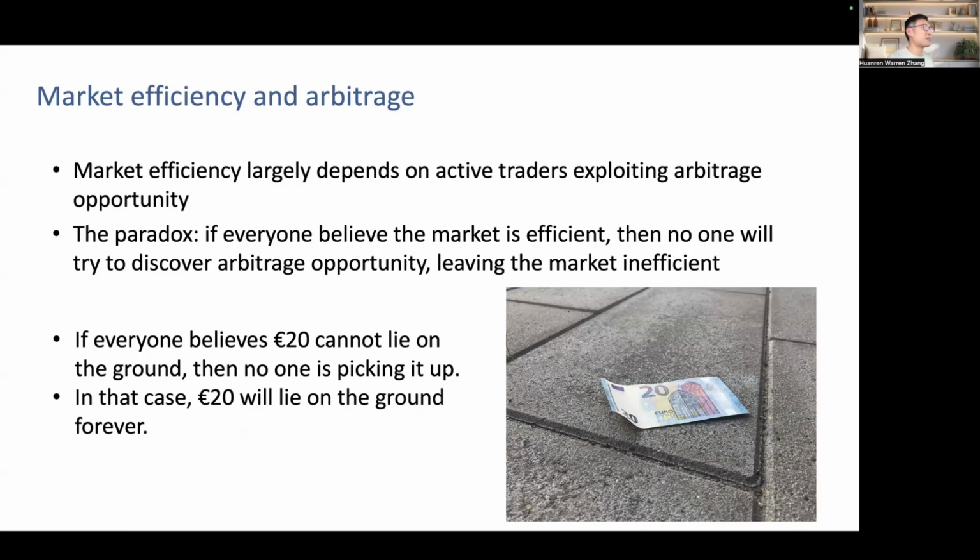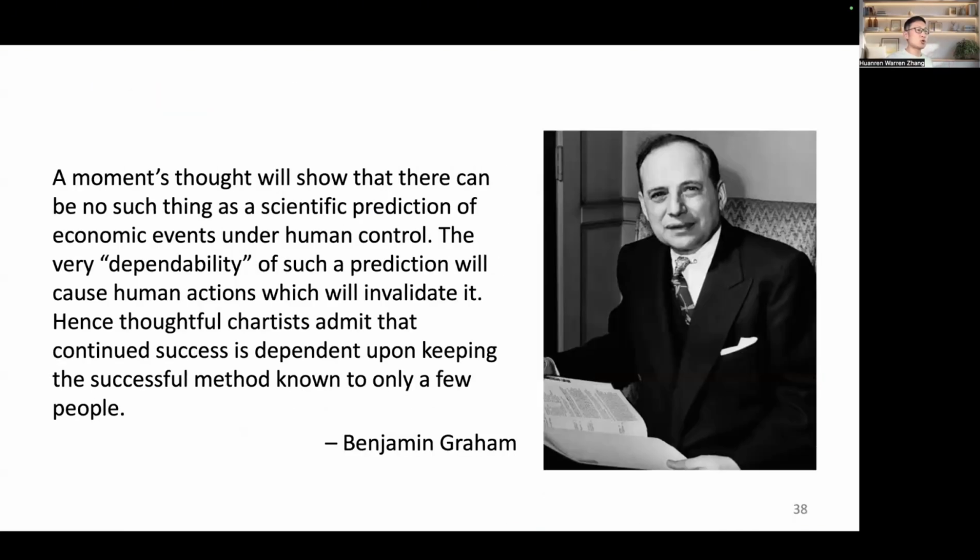If everyone believes the market is efficient, then the market will probably become less efficient. Right? So market efficiency would depend on the investors constantly using the corresponding trading rules to exploit the corresponding arbitrage opportunity. Here is a quote that I want to use to end our discussion today. It's a quote by Benjamin Graham, who can be considered the founding father of value investment and also the teacher of Warren Buffett. Right?